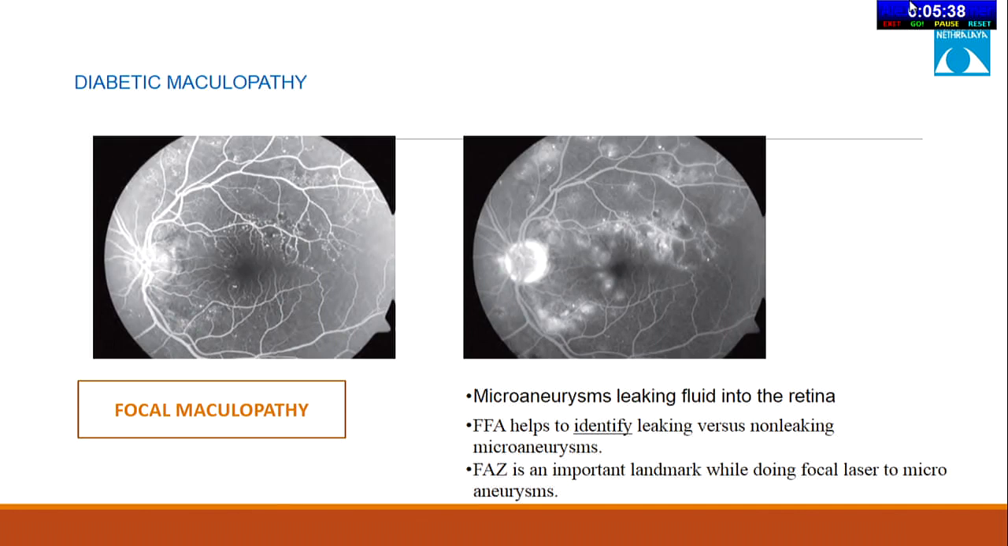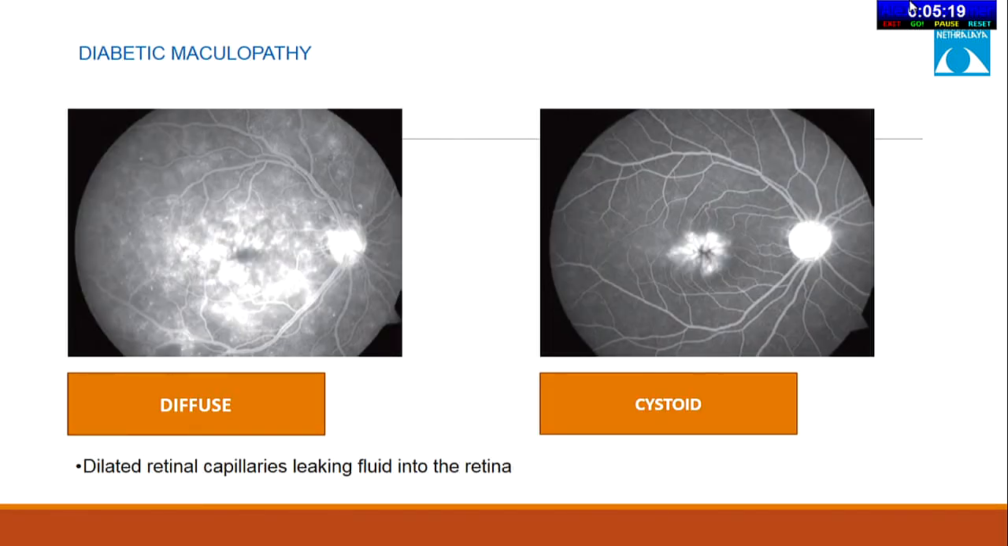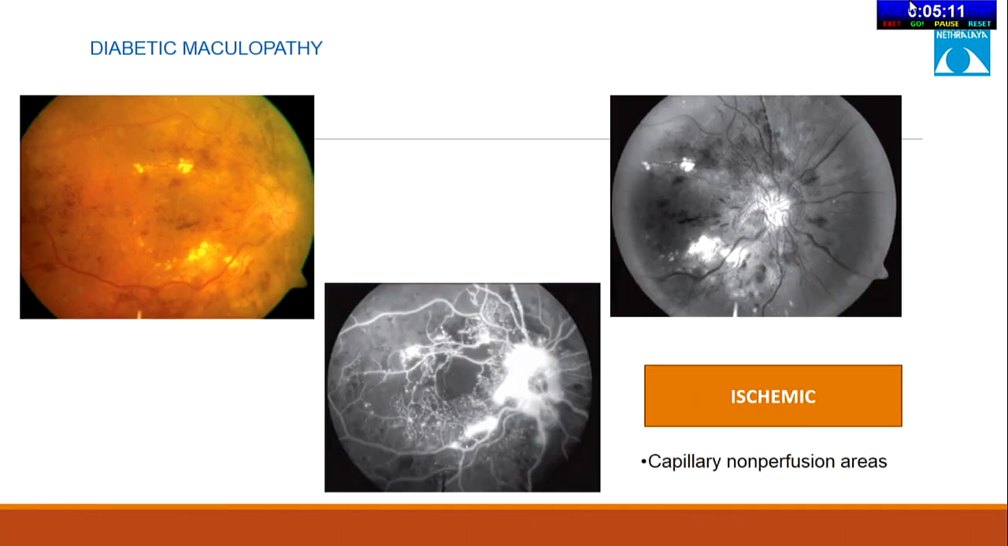Focal maculopathy is characterized by leaking microaneurysms starting in the early phase, and by angiogram we can identify the leaking microaneurysms which will need treatment, and focal laser is needed to treat these. Or it can be a diffuse leak due to leakage from the parafoveal capillary bed, or a cystoid petaloid pattern. And when there is a loss of the perifoveal capillary network, it will be an ischemic maculopathy. We can see the loss of the perifoveal capillary network.